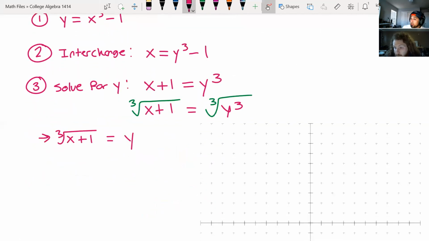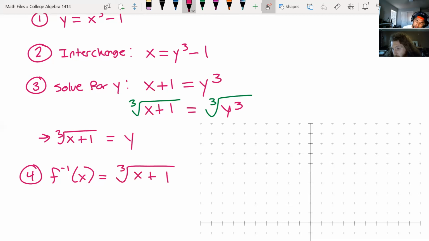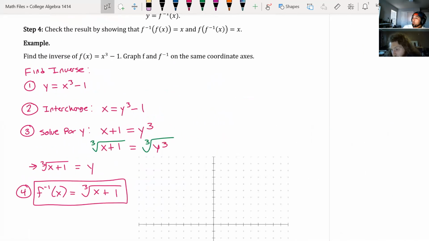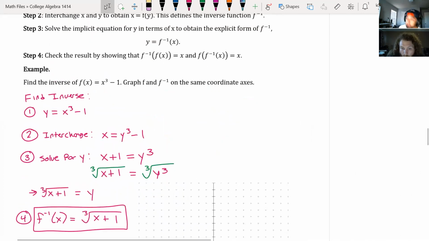Okay, and then step 4, state it as the inverse. So we're going to say f inverse of x is equal to the cube root of x plus 1. There it is. There's our inverse. And now we want to graph both functions. So what we're going to do is graph the original function x cubed minus 1. So let me make an XY chart for that.